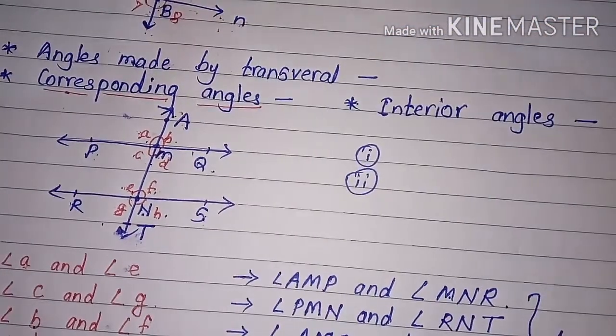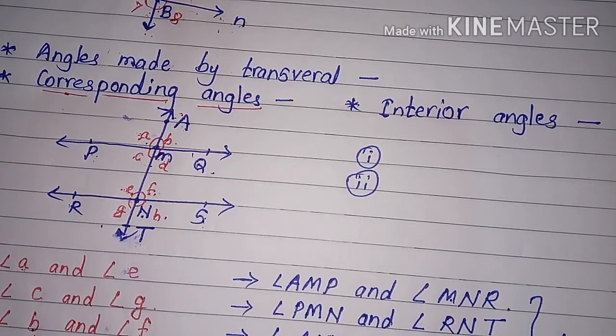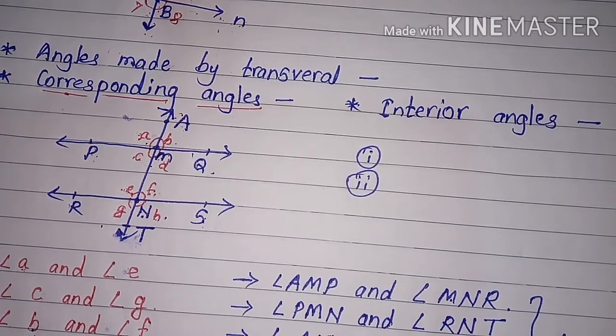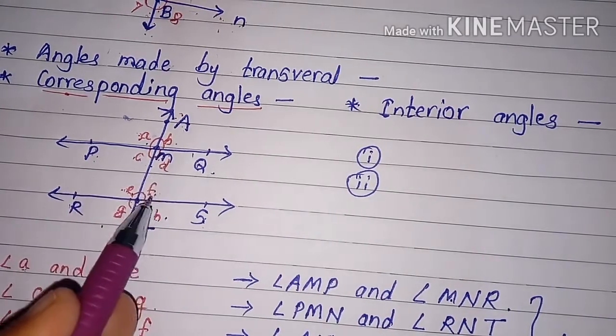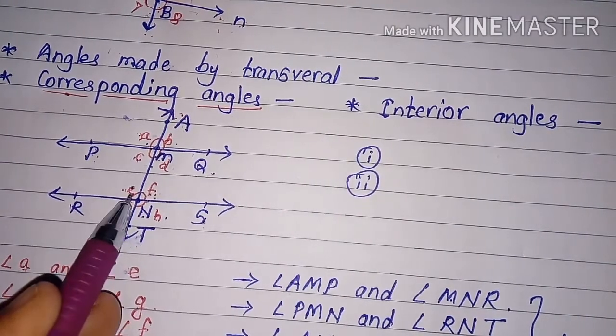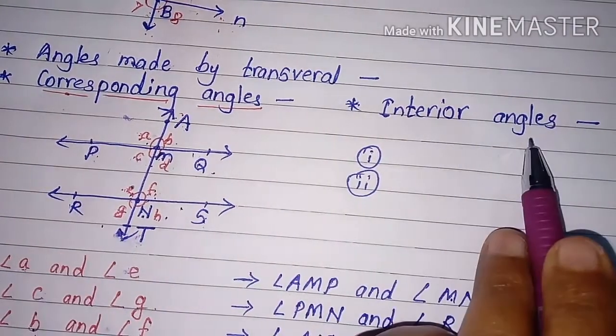Interior angles means what? A pair of angles which are on the same side of the transversal and inside the given lines is called interior angles. What they are telling? Inside means here, inside the lines. A pair of angles inside the lines are called interior angles.